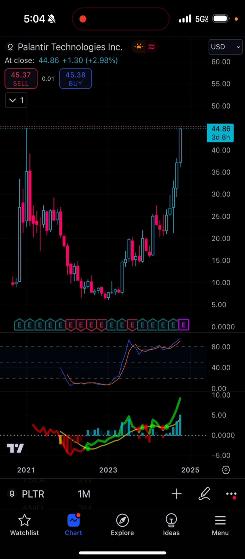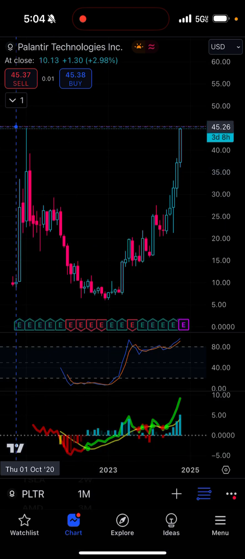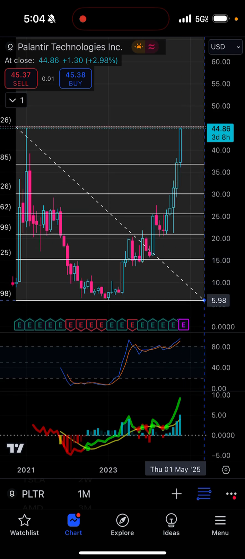I got a request to do some TA on PLTR. I'll be honest, I don't really need to do too much TA. This is going to be a pretty easy target, I think. Real quick, this is really all you need, right?